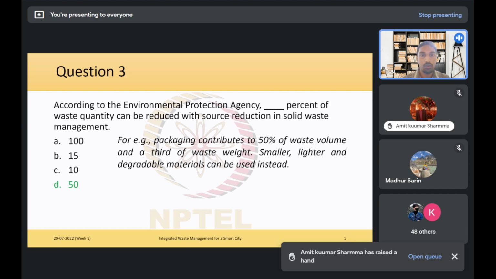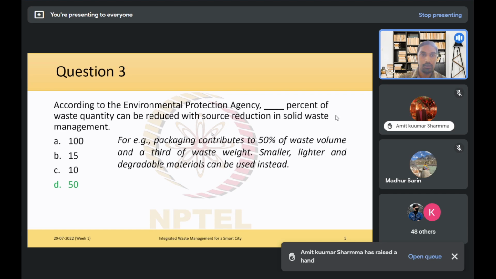So how do we do that? By doing substitution. We try to use smaller, lighter, and degradable materials in the manufacturing of products. What we look at is the packaging materials that we use currently, which contribute a large component of the waste being generated, and we are using a lot of materials for packaging. So if we try to substitute that with smaller, lighter, and more degradable materials, we can more easily reduce the waste that we generate.